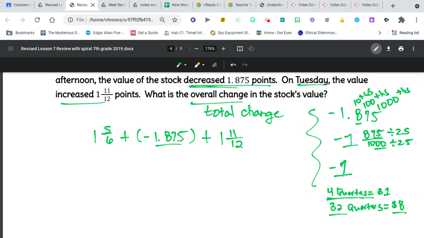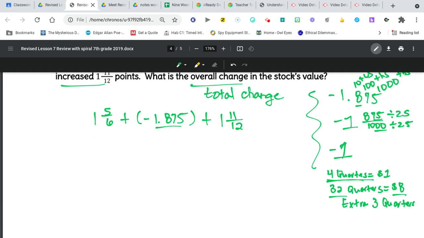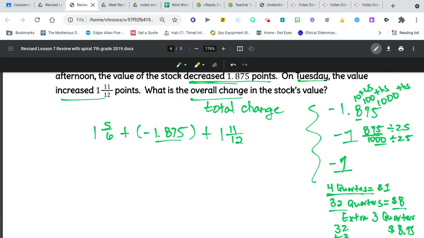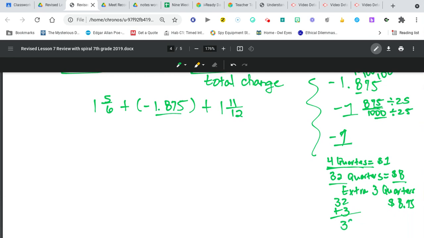Now, if I add an extra 3 quarters to the 32, it puts me at $8.75. So that's 32 quarters plus an extra 3. So I know that 875 divided by 25 is 35. 35 quarters will make $8.75. So I know that's 35.